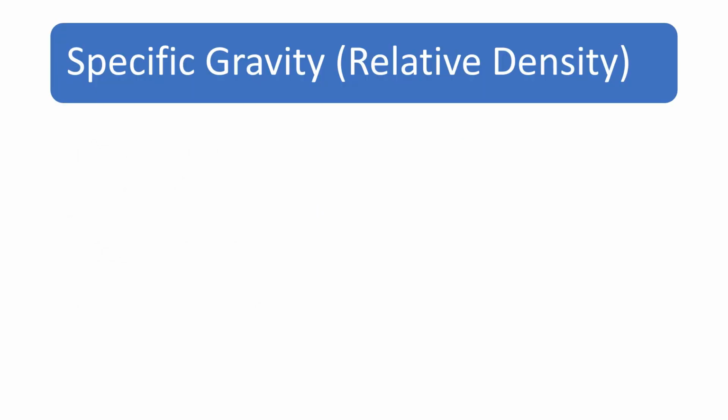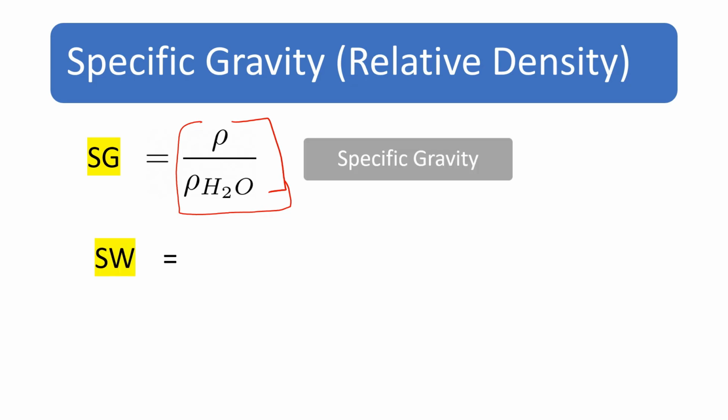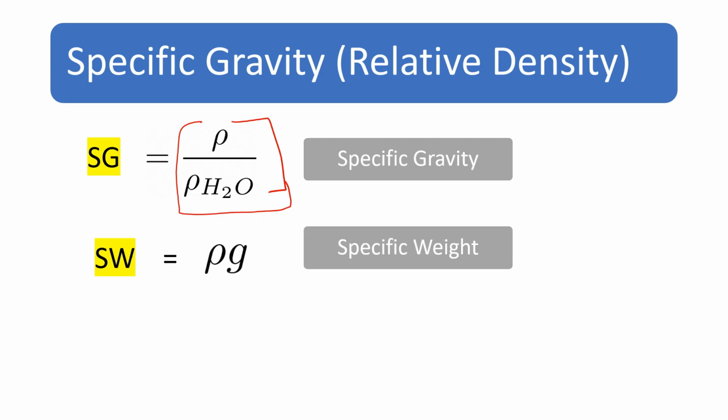So what is specific gravity or relative density? Here we are making a comparison with respect to the density of water. So specific gravity is defined as density of the fluid divided by density of water. That is called specific gravity. So what is specific weight? Specific weight is defined as density of the fluid times acceleration due to gravity. So that is specific weight.